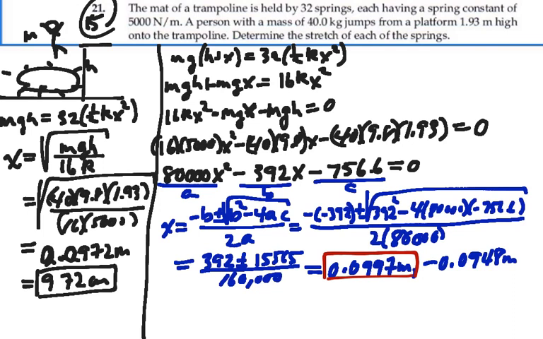If it rebounds, we could store that energy vertically, and that would be the negative answer if it were to rebound and come back up. But we're going to choose this positive answer. And so, considering the extra x, the stretch of the springs is 0.0997 meters, or 9.97 centimeters.